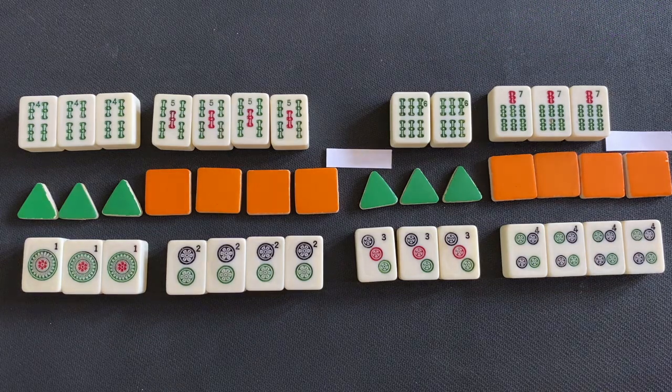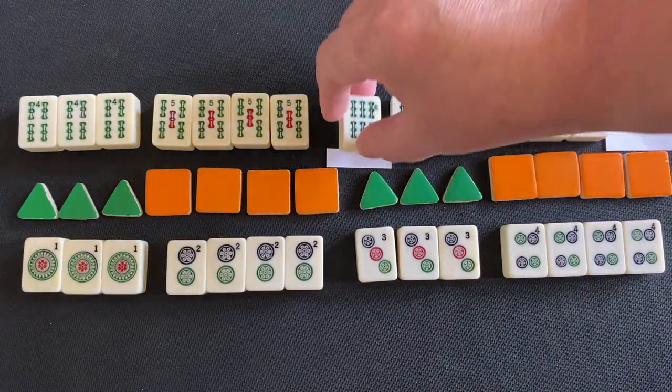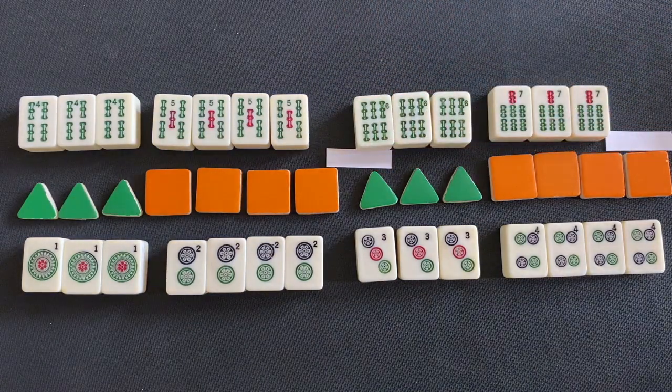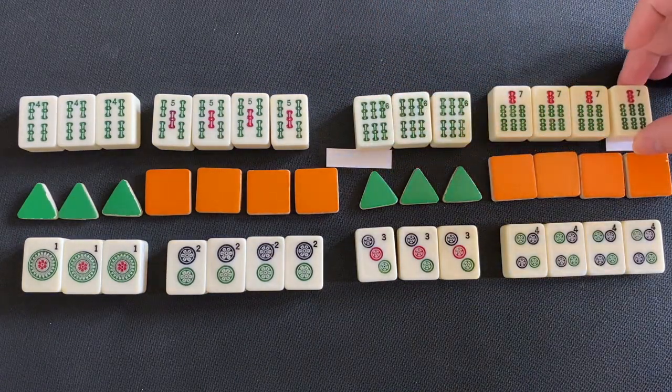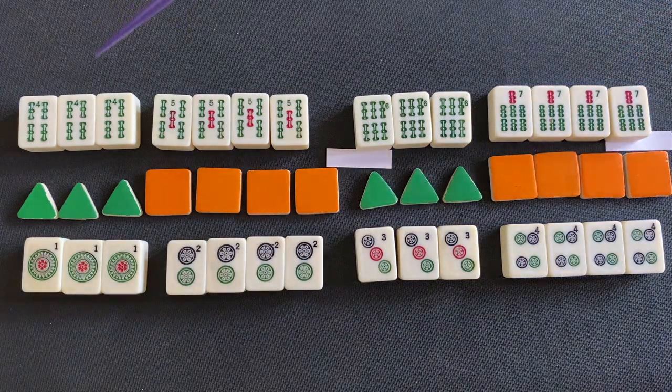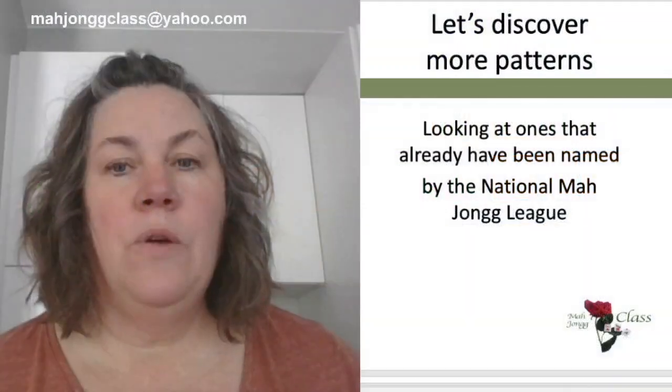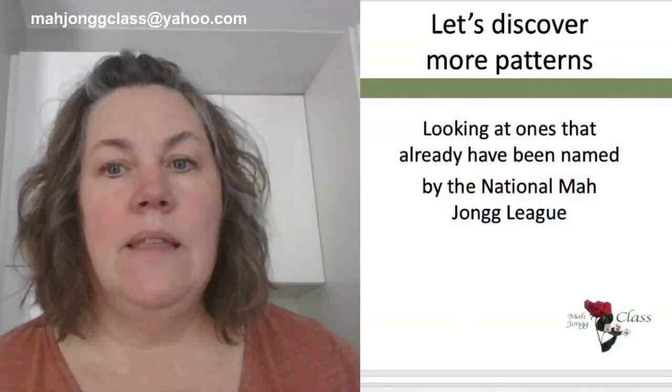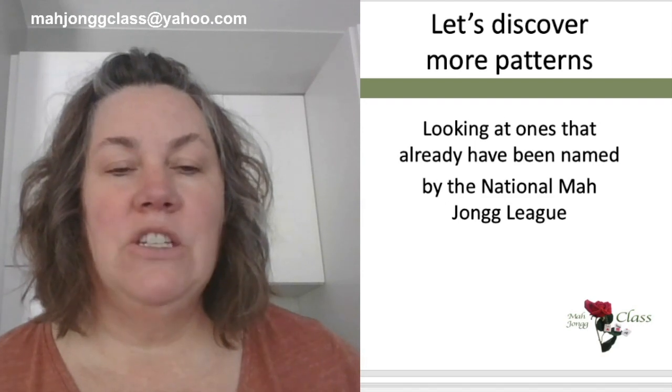A pung is 3 of a kind, so we're missing the 6. And a kong is 4 of a kind, so we're missing the 7. And it is in ascending order by growing by 1. Let's discover more patterns, looking at the ones that already have been named by the National Mahjong League.